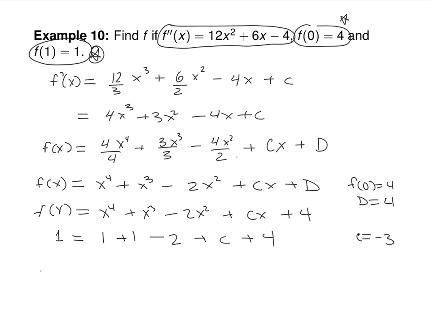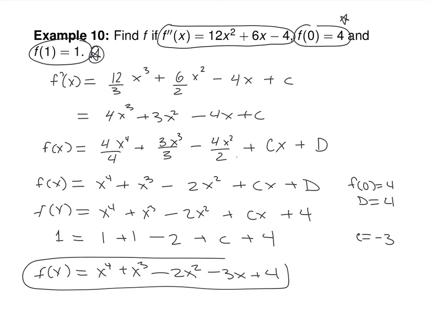And so your function then is f of x equals x to the 4th plus x cubed minus 2x squared minus 3x plus 4. Not so bad. It's not so bad.